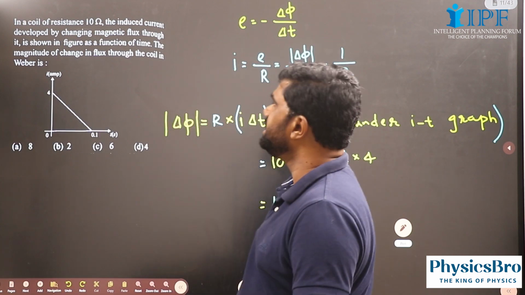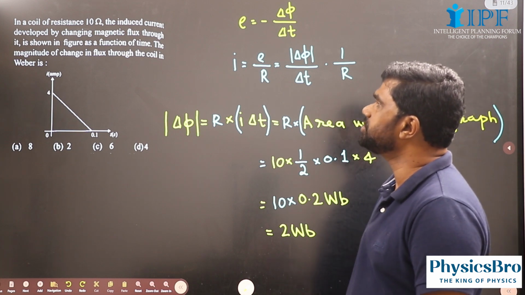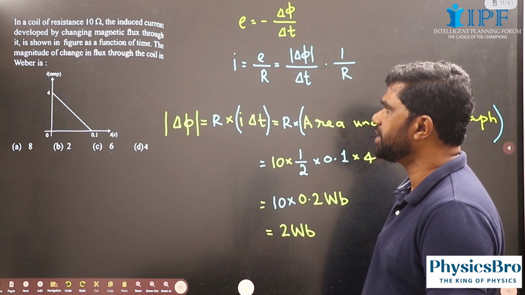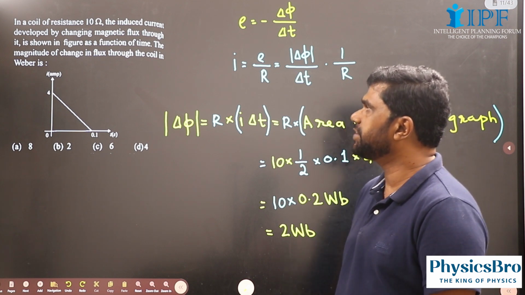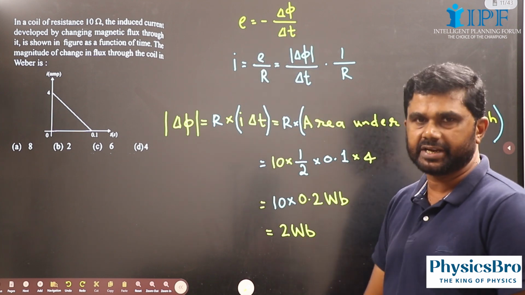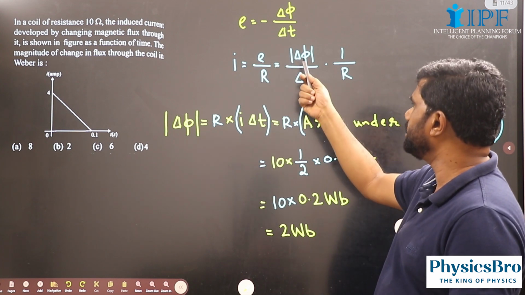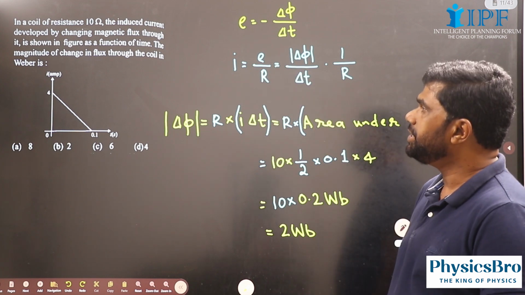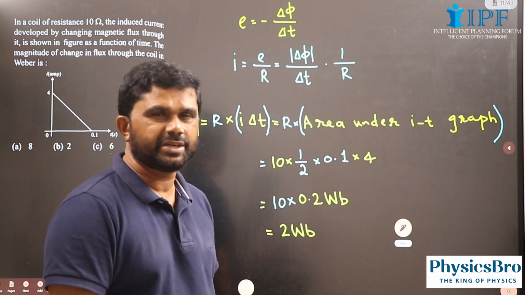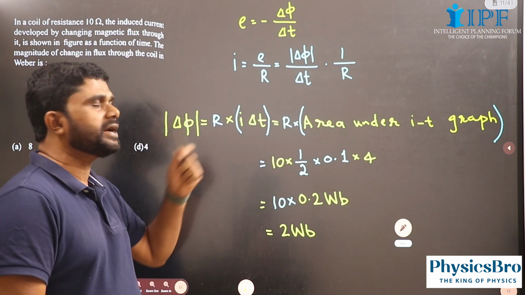So 200 volt by 400 ohm, that is 0.5 ampere. Okay, now see, in a coil of resistance 10 ohm, the induced current developed by changing magnetic flux through it is shown in the figure as a function of time. The magnitude of change in flux through the coil in Weber is? See, induced EMF equals minus delta phi by delta t and current I equals E by R. Okay, so 1 by R into delta phi by delta t. Magnitude of change in flux through the coil means we have to find out delta phi. So delta phi is R into I delta t.